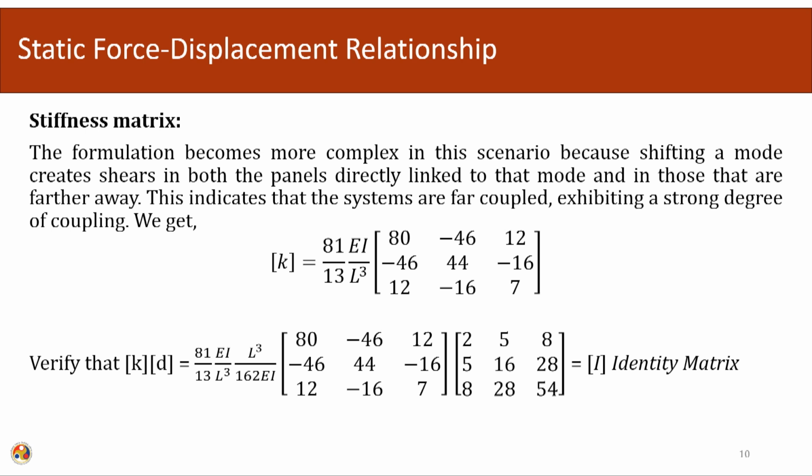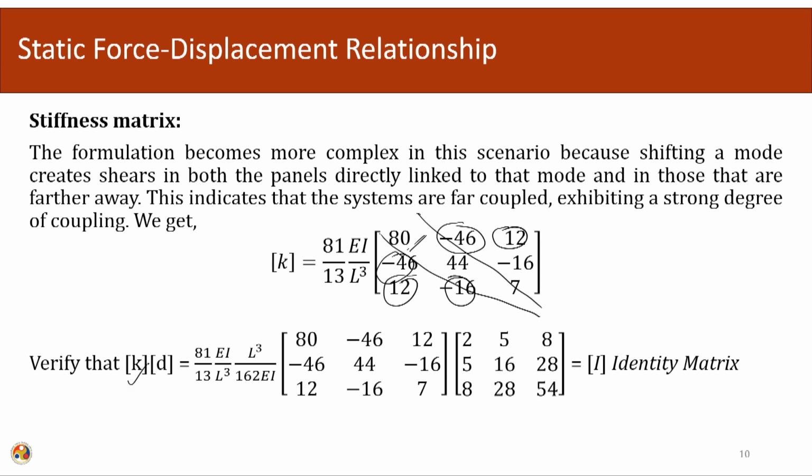matrix directly. So, the derivation of the stiffness matrix, the formulation becomes more complex in this scenario because shifting a mode creates shears in both the panels directly linked to that mode and in those that are further away. So, it indicates that the system is far coupled, exhibiting a strong degree of coupling. What it means is that we have a great significance of the cross terms. If you look into the cross terms, they are comparable with the main diagonal term. So, it signifies that the system is heavily coupled.